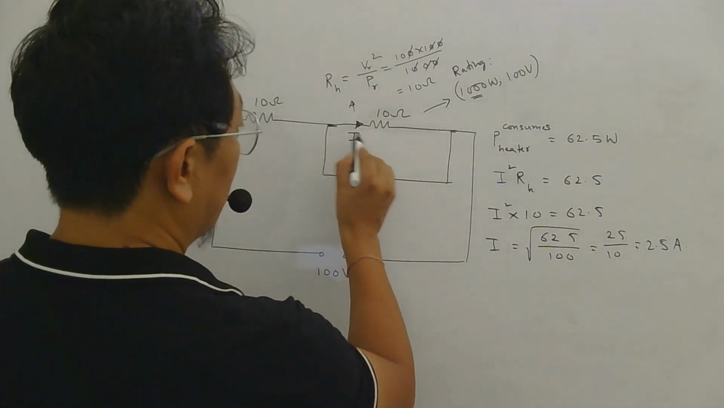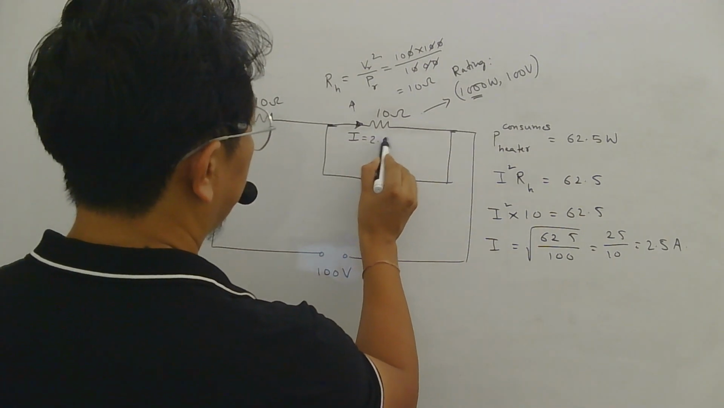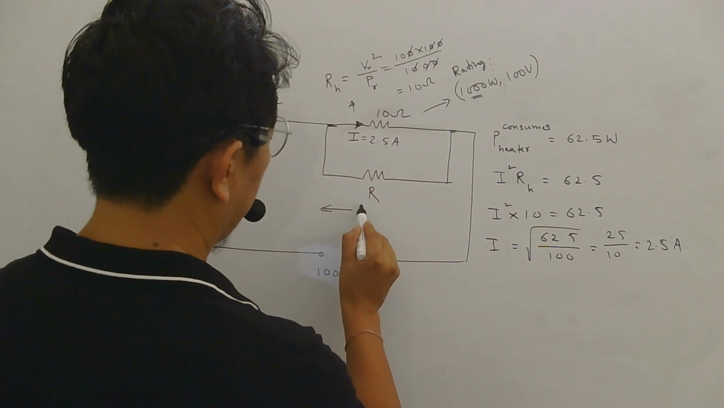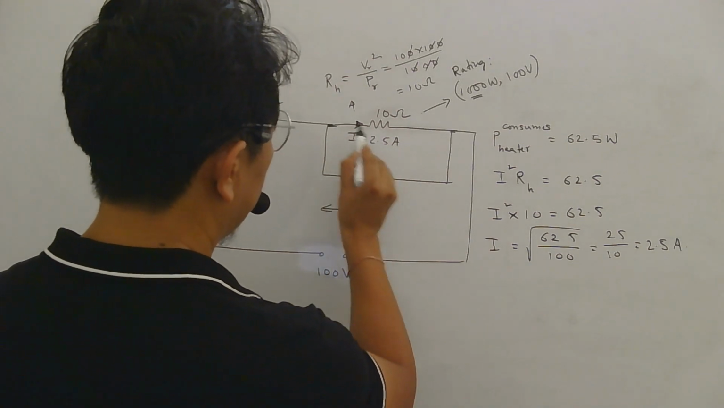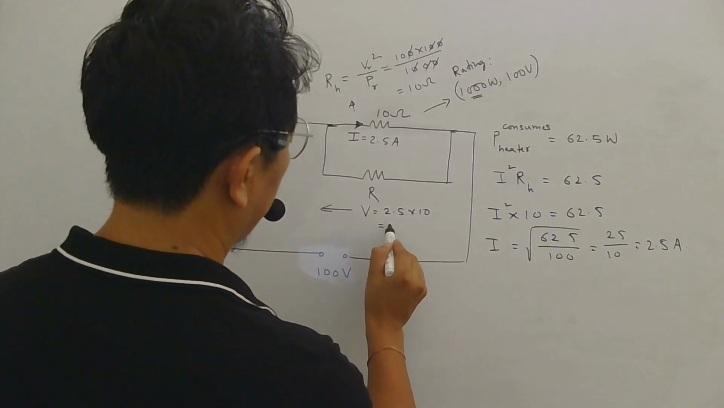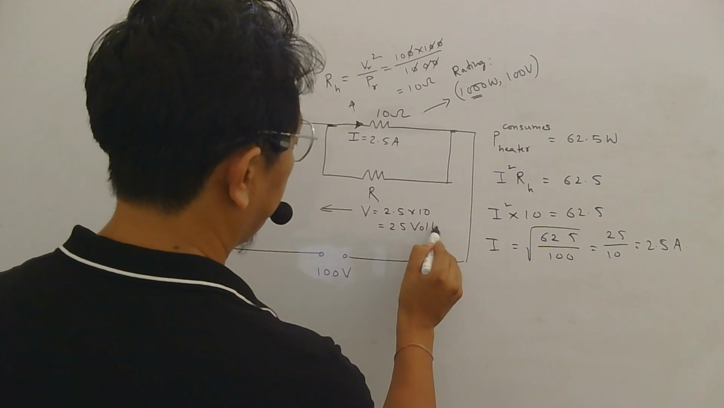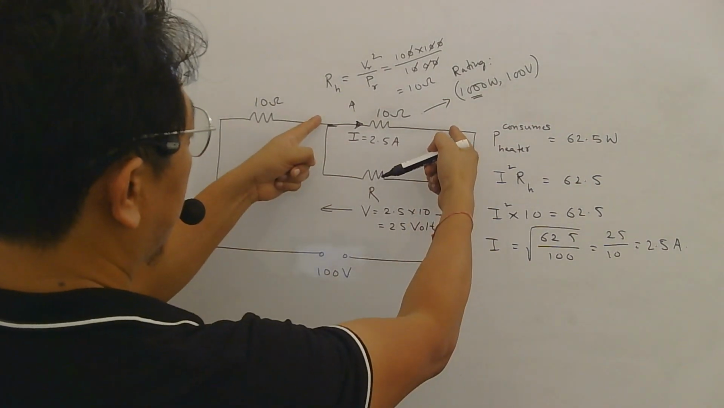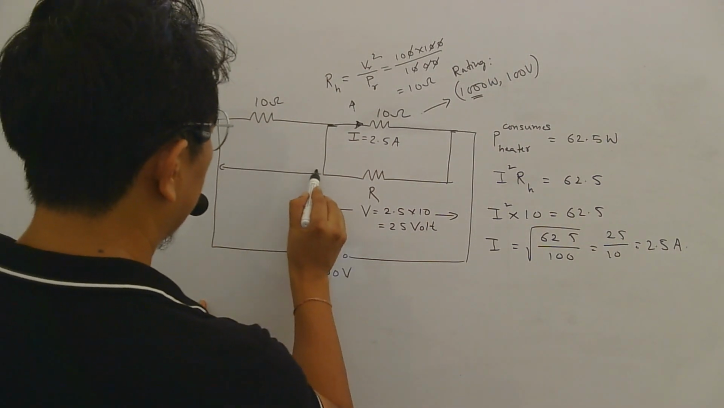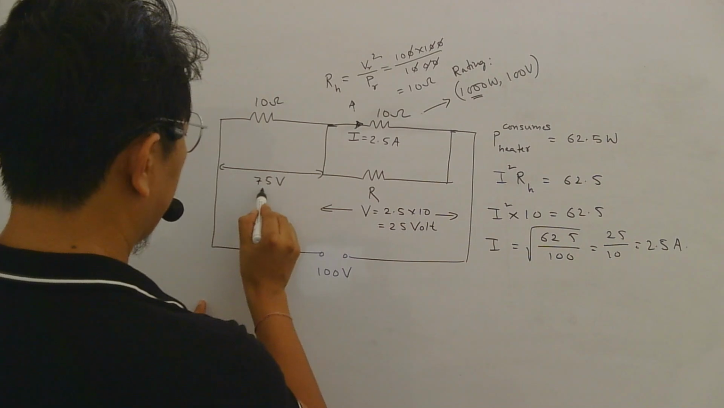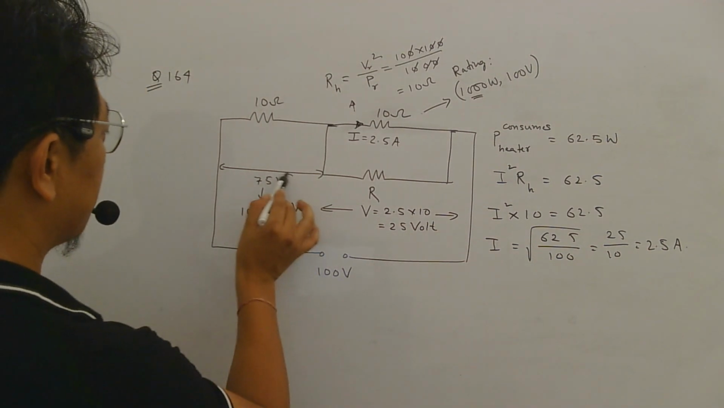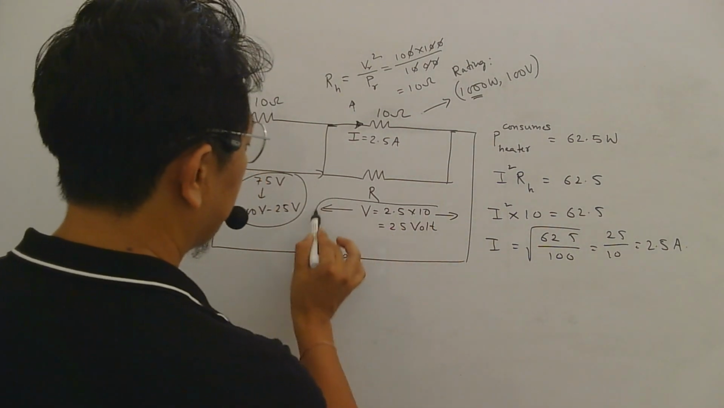So current here I found is 2.5 amperes. So after knowing the current here and resistance here, voltage here we can find to be equal to this I into this R. So 2.5 into 10, which is 25 volt. So here voltage is 25 volt. So here also 25 volt. Here is 100 volt. So this must be 75 volt. Right? 100 volt minus 25 volt. Let me put a circle wherever I have found.